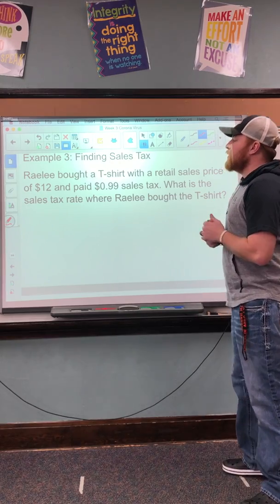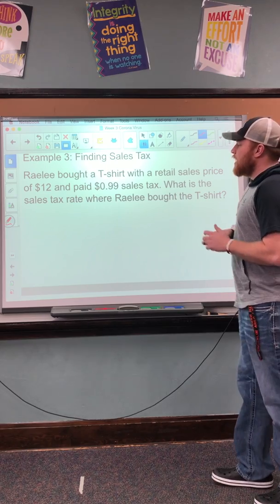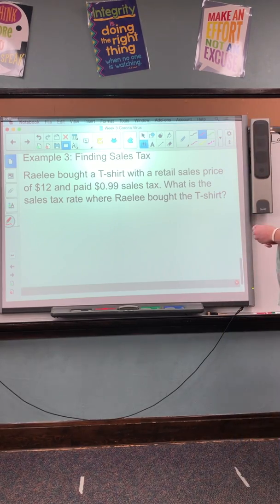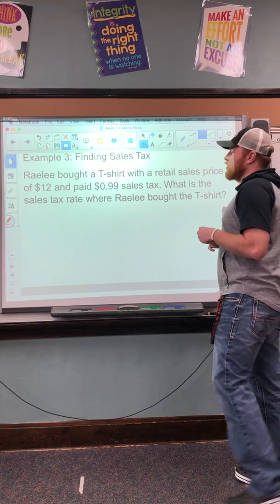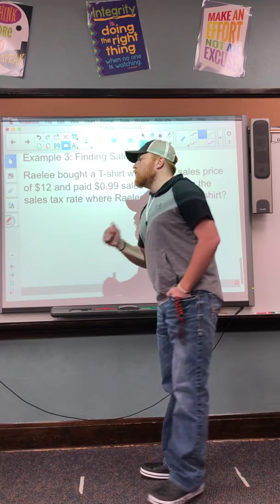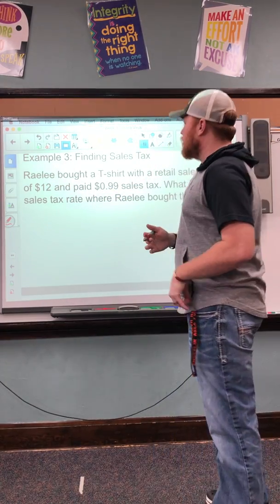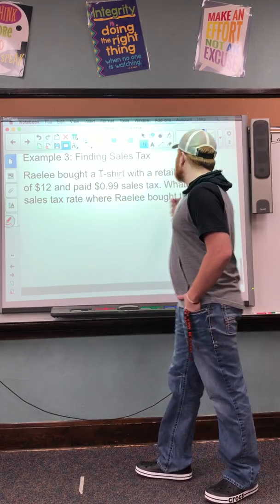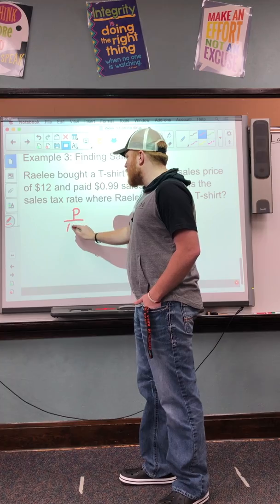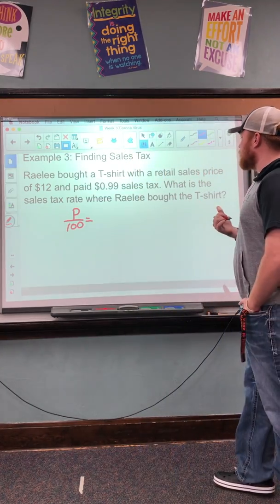Alright, so example 3. Rayleigh bought a t-shirt with a retail sales price of $12 and paid 99 cents sales tax. What is the sales tax rate where Rayleigh bought the t-shirt? Okay, so now it's asking for the sales tax rate. Now sales tax rate, that's the percent. Okay, and again, there is no percent in this, so we don't know the percentage. So that goes over P over 100 equals, now you don't have an of or an is number.